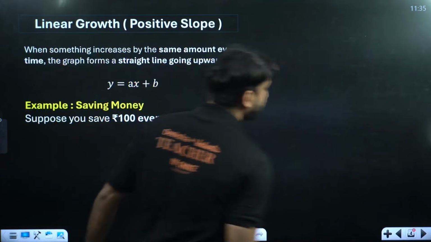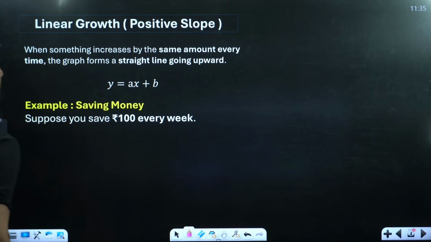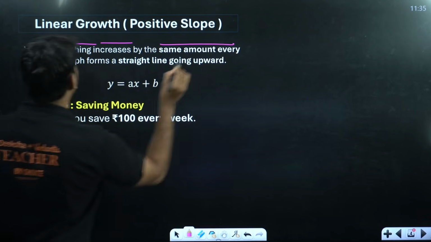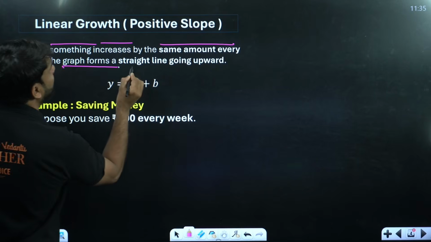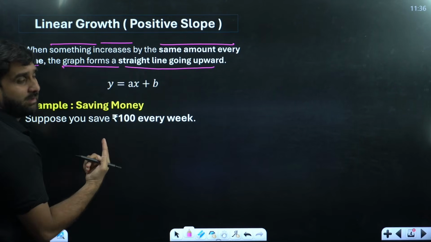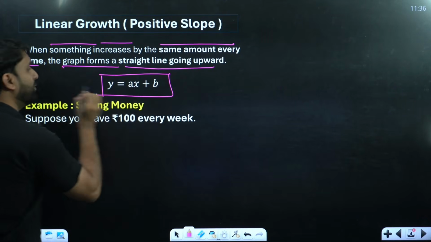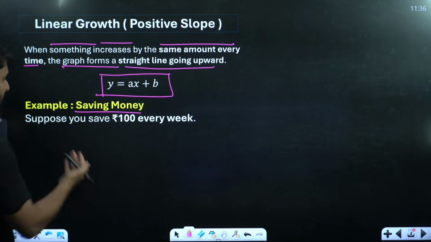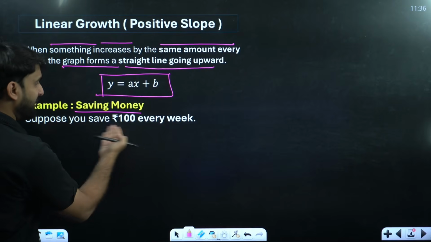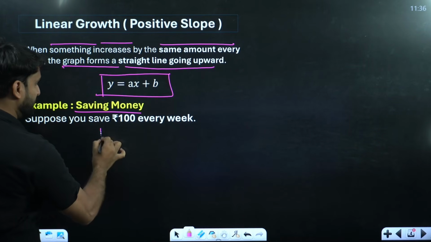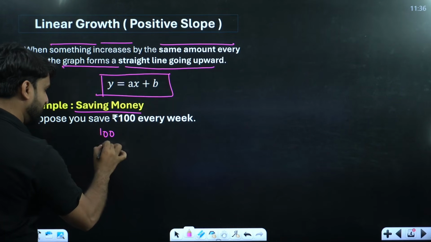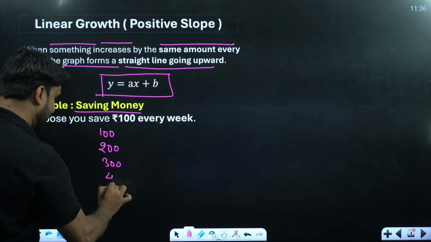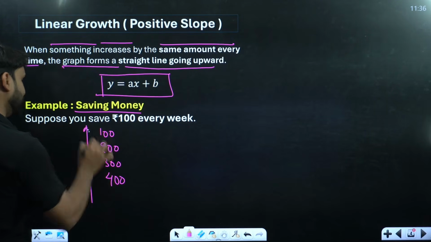Moving to next. Okay. So what is called linear growth? When something increases by the same amount every time, the graph forms a straight line going upward. So going upward, I have already taught you, and we have the equation y is equal to ax plus b. Saving money is the example of linear growth. Suppose you are saving 100 rupees every week, so in first week you have 100 rupees, in the next week you have 200 rupees, next week you have 300 rupees, next week you have 400 rupees. So the value is increasing.